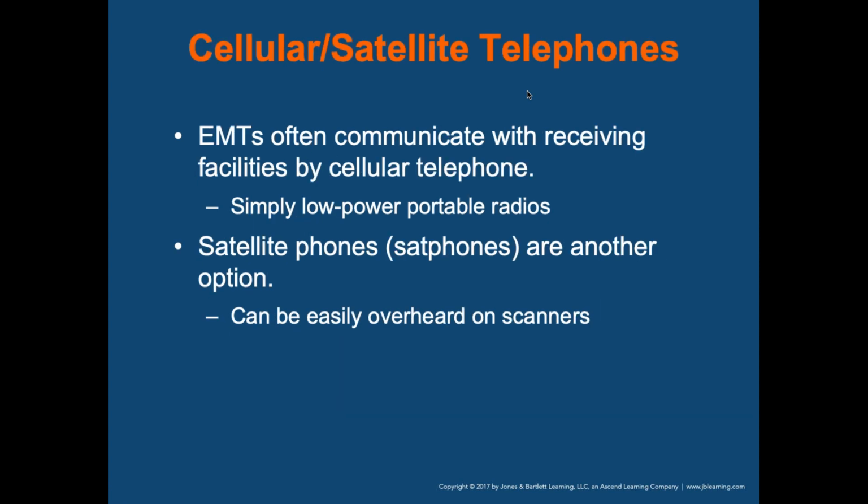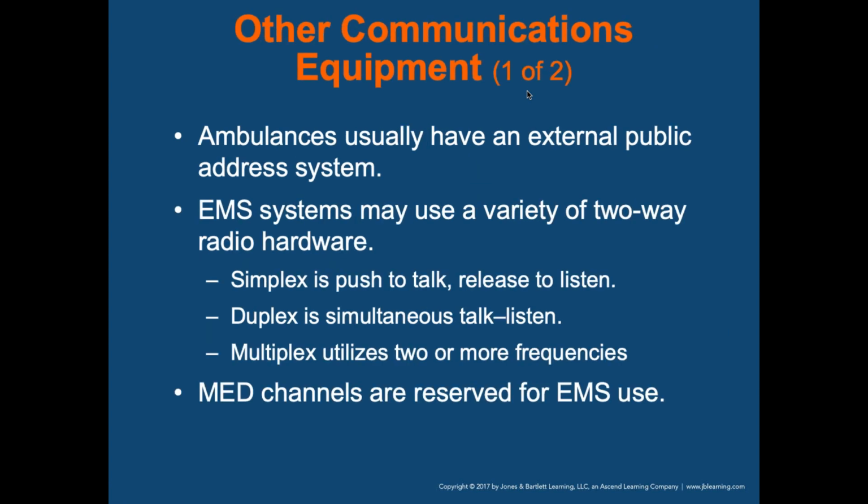Cell phones: EMTs often communicate with receiving facilities by cell phones. Up here and where we work, they like it all done by radio. The cell phone is used for medical control. Other communication equipment: ambulances often have an external public address system. EMS systems may use a variety of two-way radio hardware.